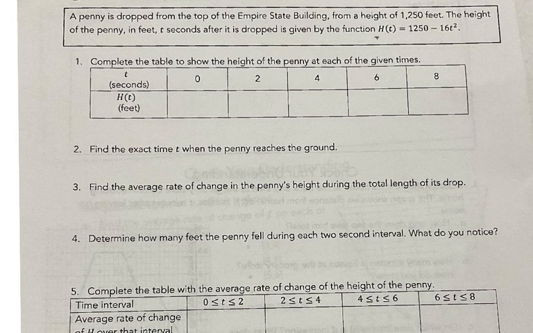Equation, h of t, let's make sure we know what each variable represents. So here, what does the t represent? The time after it's dropped. What does the h represent? Height. The height of the penny. So neither one of these is speed, right? Time and height. So let's find these values.